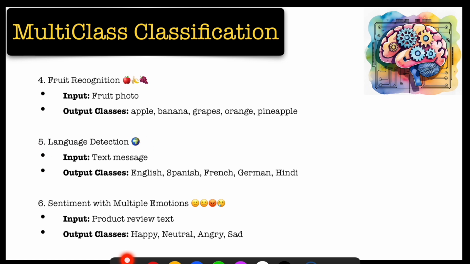Language detection. Let's say you are given some text message and you can try to classify it based on the language, whether it is English, Spanish, French, German or Hindi. Sentiment with multiple emotions. Let's say you are given product review text and you can find the emotion or sentiment behind the text, whether it's a happy one, neutral, angry or sad one.